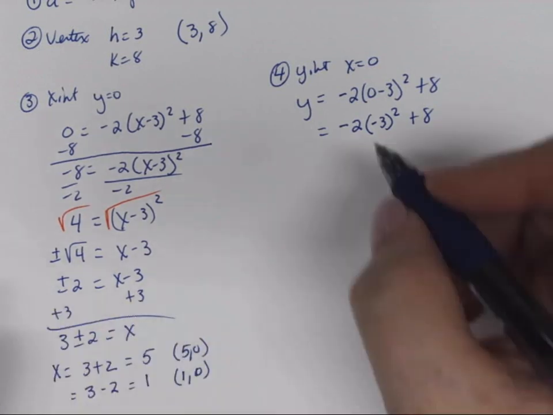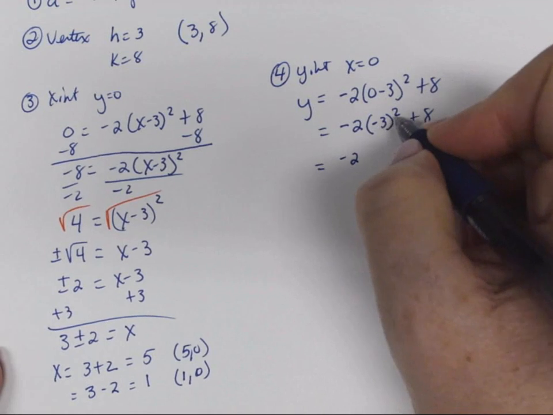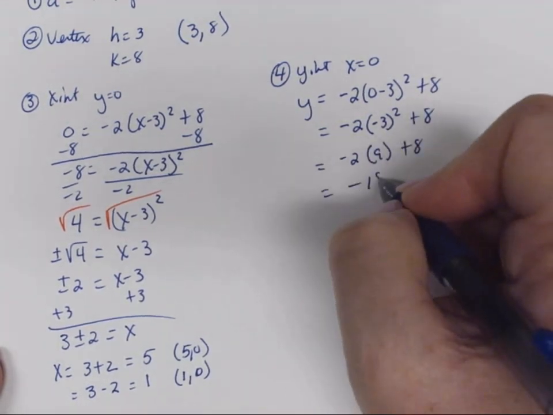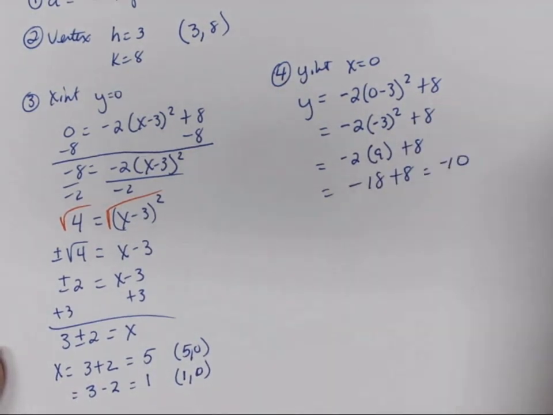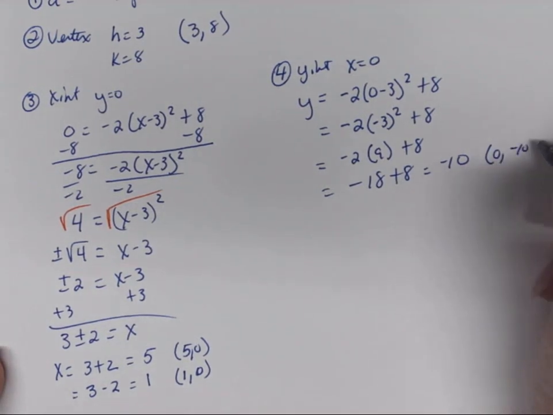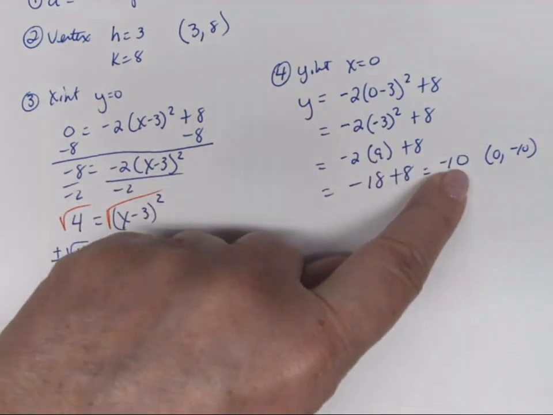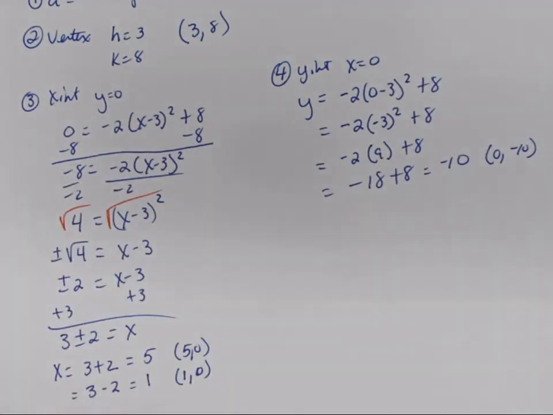So negative 3 squared, and you could put this in your calculator, is 9. So negative 2 times 9 plus 8 will get us negative 18 plus 8, which will actually equal negative 10. So that tells us our y-intercept will be (0, negative 10). So again, I'm okay once you set this up if you use the calculator to get to the negative 10, but you've got to show me your work on your exam.